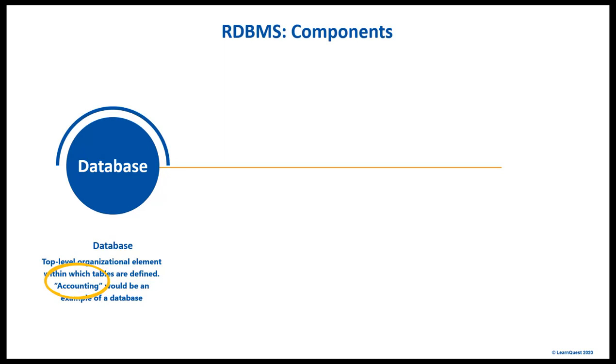Within accounting, you could have accounts receivable, accounts payable, general ledger, purchase order, sales order, payroll, and so on. Those would all be pieces of the puzzle underneath an accounting database. So database is the first top level component.